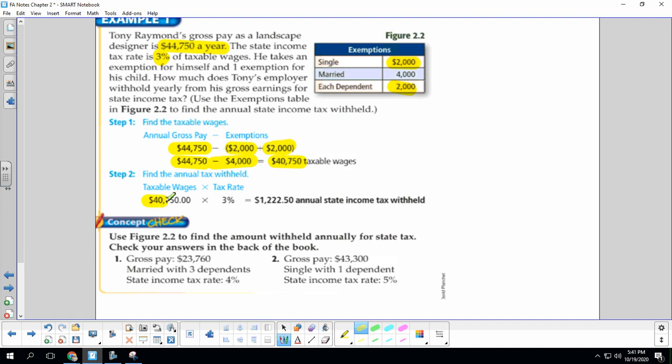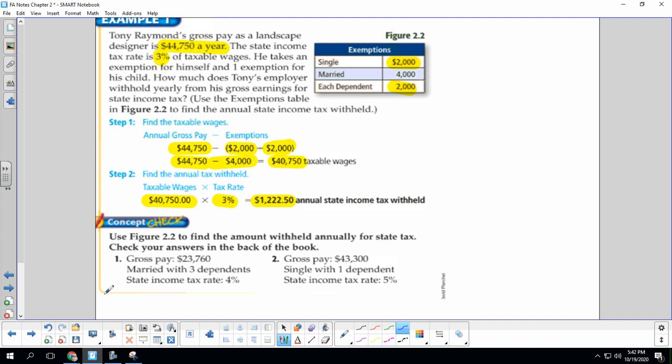So we're going to take his $40,750 and we're going to multiply it by the 3%. So he gets $1,222.50 annually taken out of his paycheck, just going to the state. Remember, this does not include federal income tax that we calculated before. This is in addition to that federal income tax. Okay, so let's practice this.